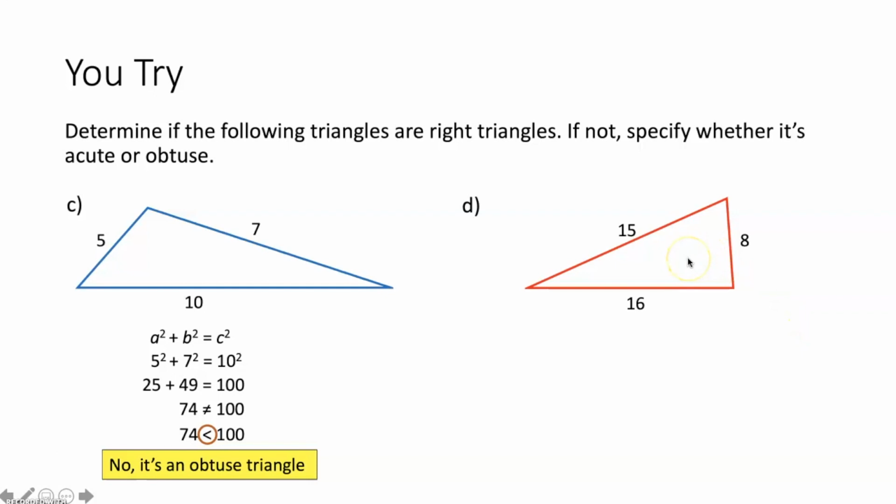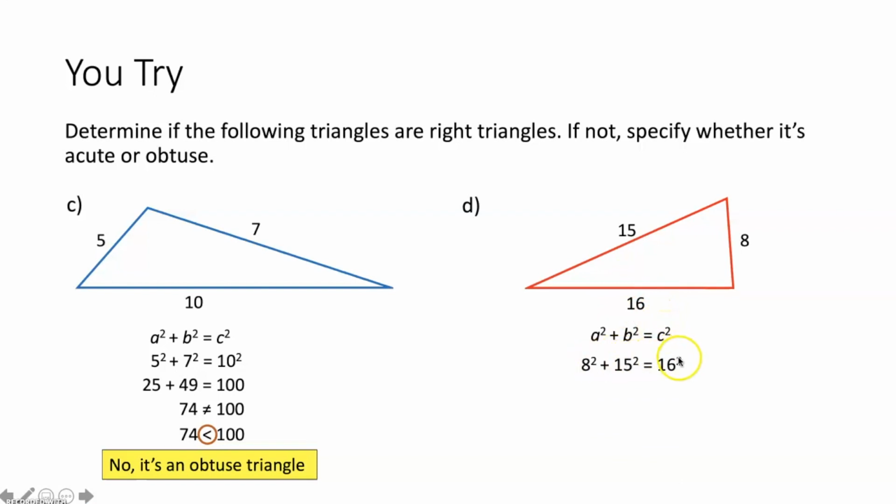Part D, doing the same thing. We're going to start with our Pythagorean theorem. A squared plus b squared is equal to c squared. We're going to choose our two shortest sides to go in for a and b down here. Doesn't matter which is which in terms of 15 or 8. You'll get the same answer either way. We do that because our longest side, 16, has to go in for c.